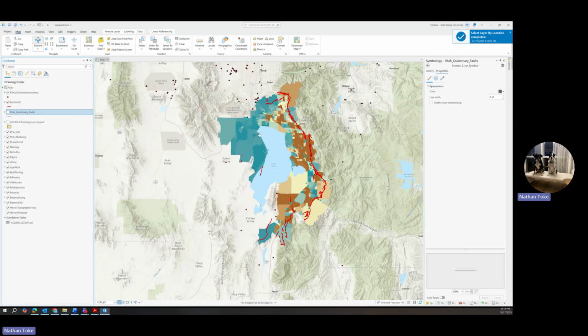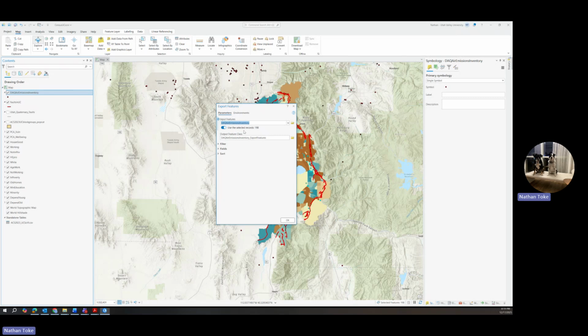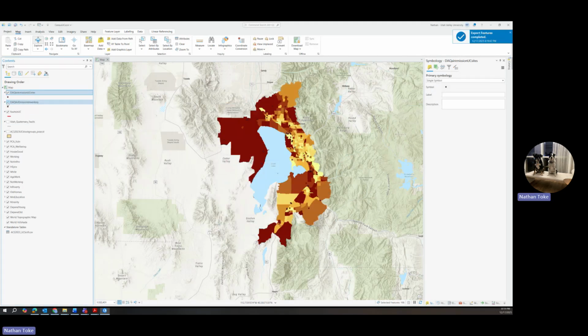Now there are a lot close to the edge, so you could have added a buffer in there just in case you want to look at those ones as well. But for this purpose, I won't. Then I would export those features to their own layer as DAQ air emission Utah County sites. And that can turn off the other ones.